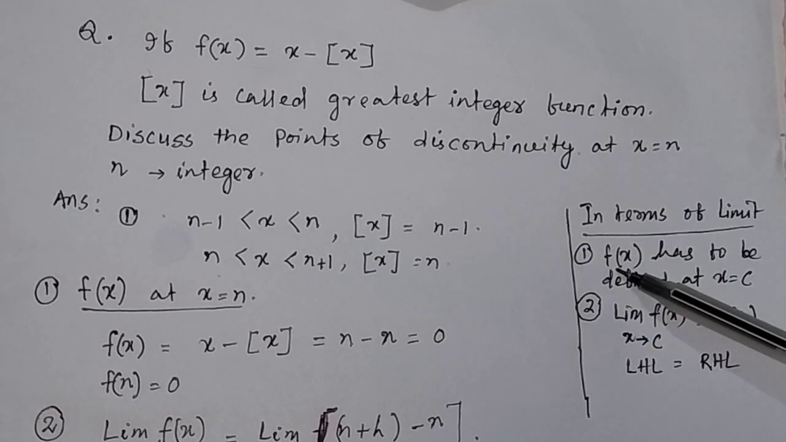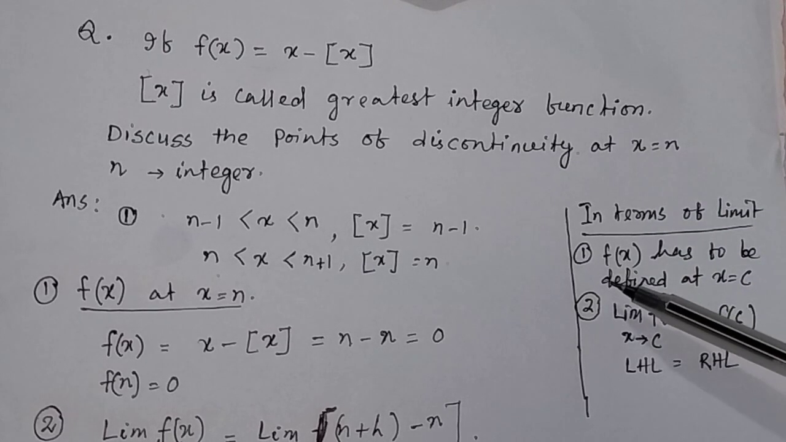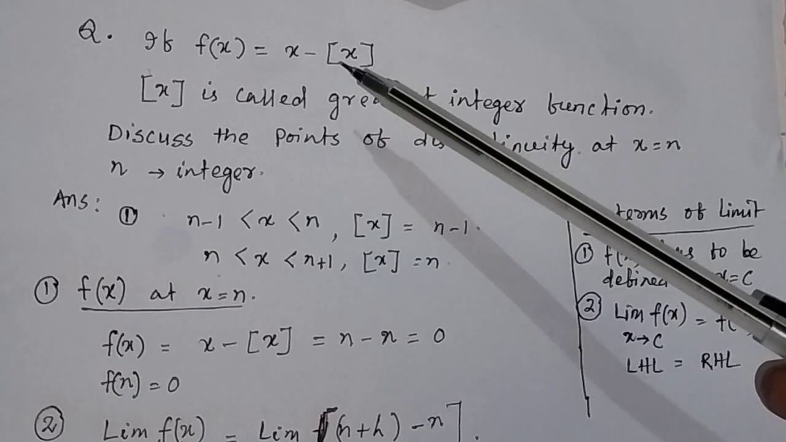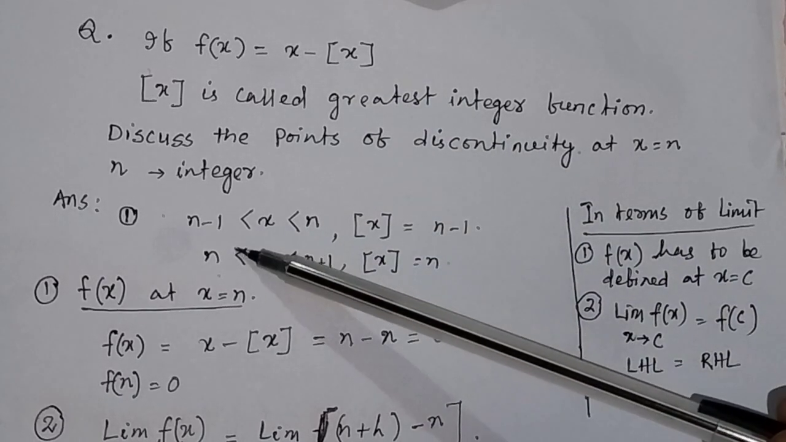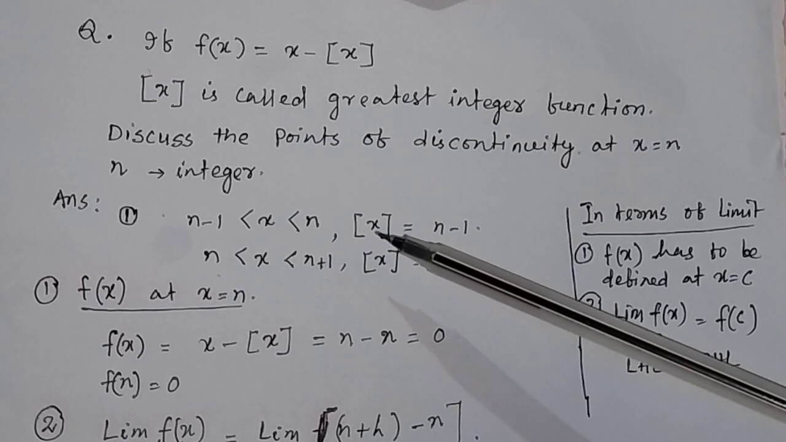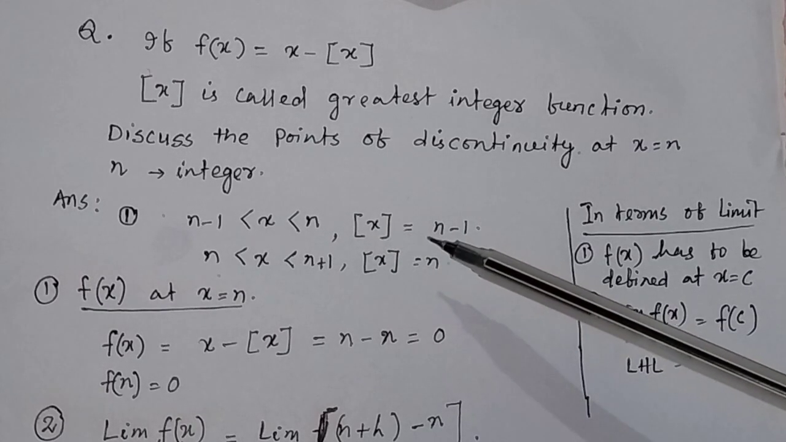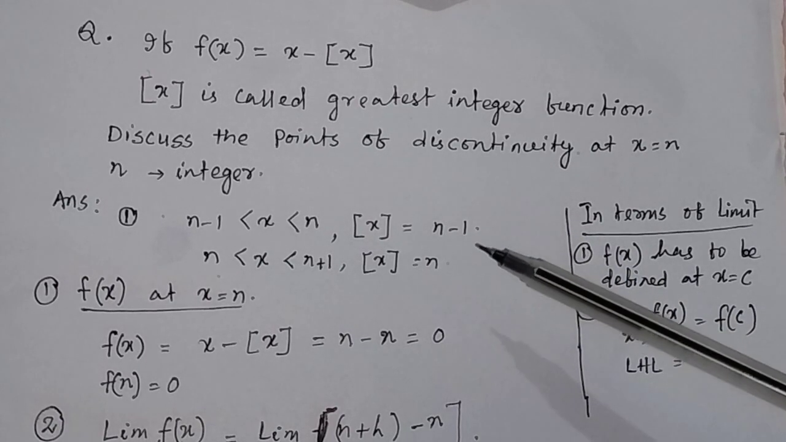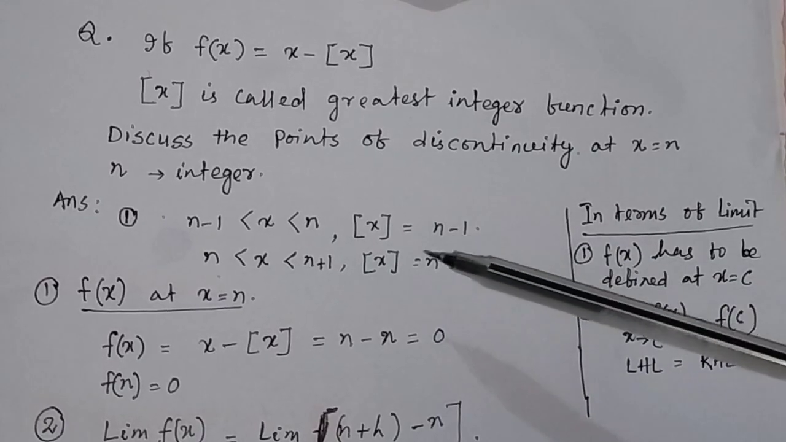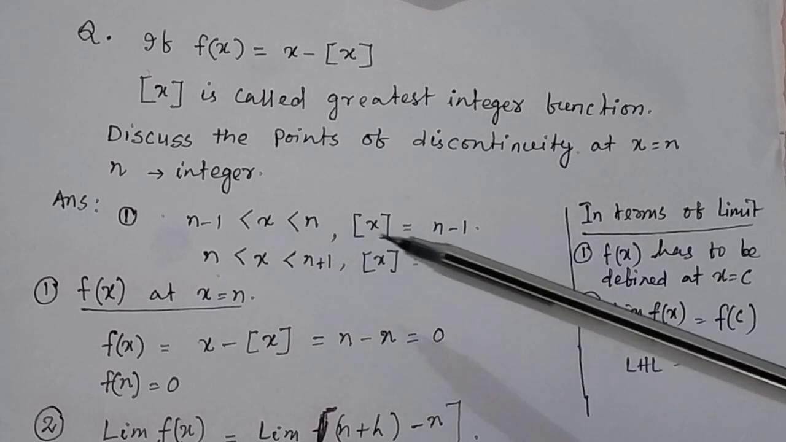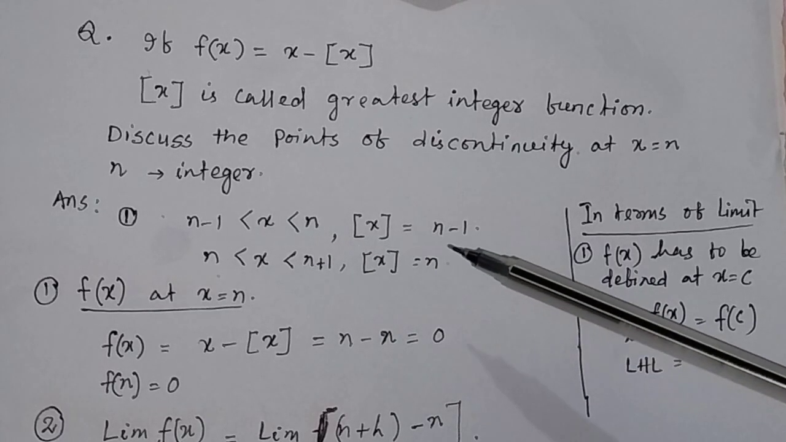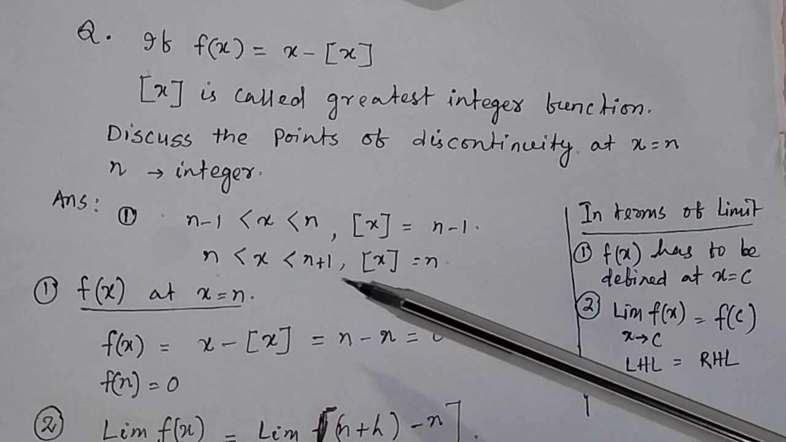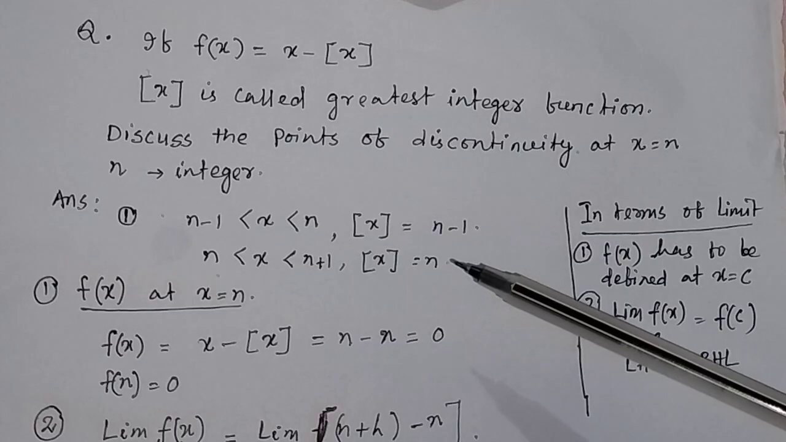So first let us check the first condition. f(x) has to be defined at x equal to n. From this function you see, if x lies between n minus 1 and n, then the greatest integer function will be equal to n minus 1, because we know the greatest integer function is always less than or equal to the value x. Similarly, if x lies between n and n plus 1, the greatest integer function will be equal to n.